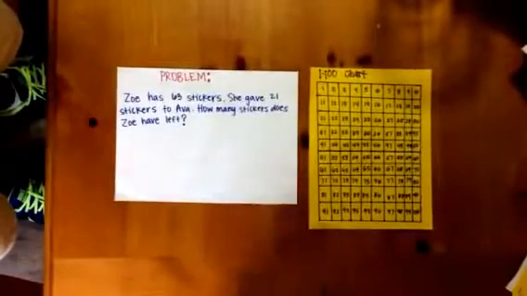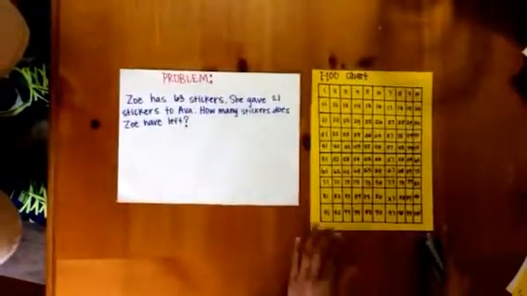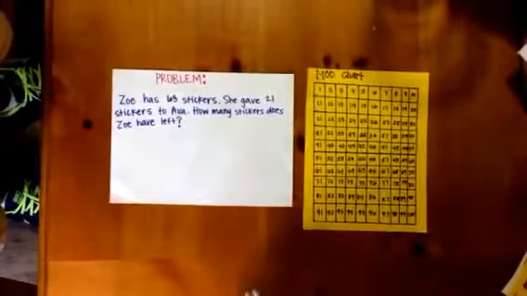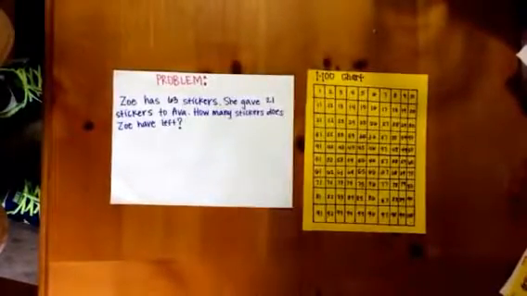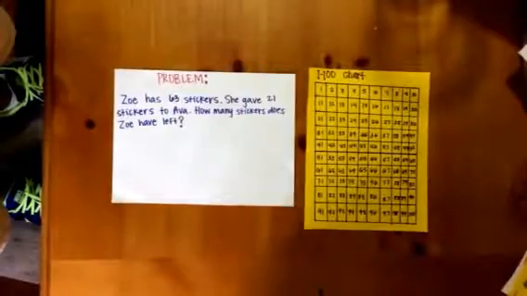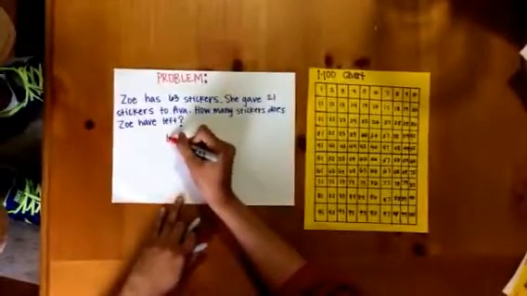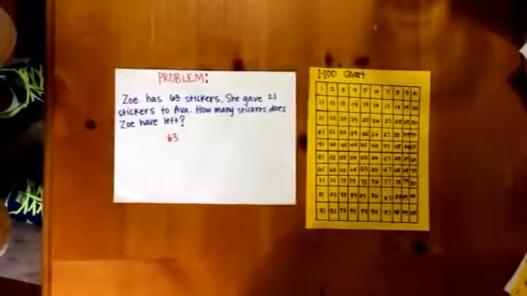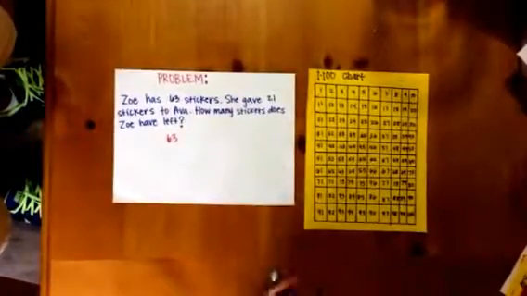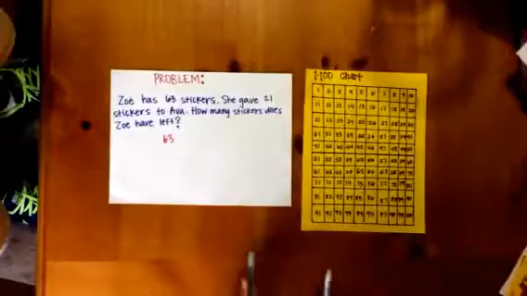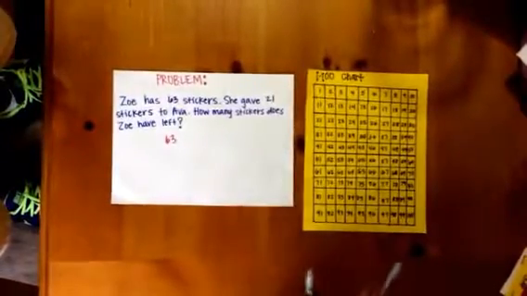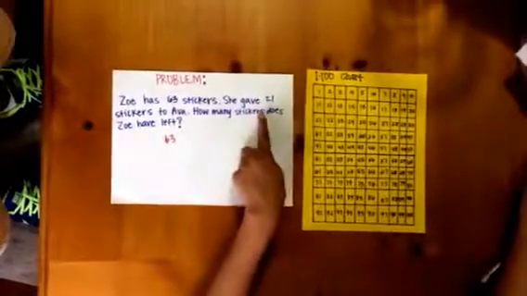Today we're going to be working this problem through the use of our hundredths chart. We know that she has 63 stickers. She gave 21 stickers to Ava. So when we give something away, we know that we're taking it away because we're not gaining anything, we're decreasing, we're eliminating. So we're taking away 21 stickers.